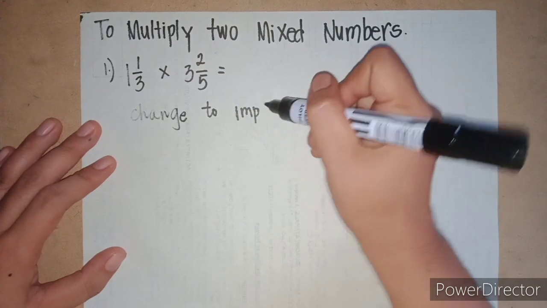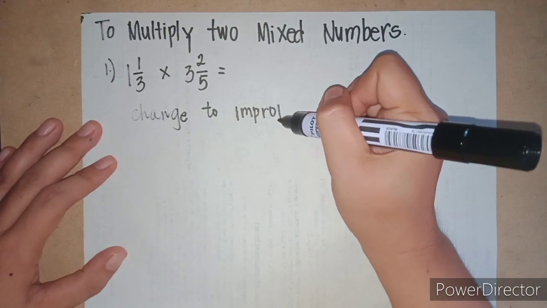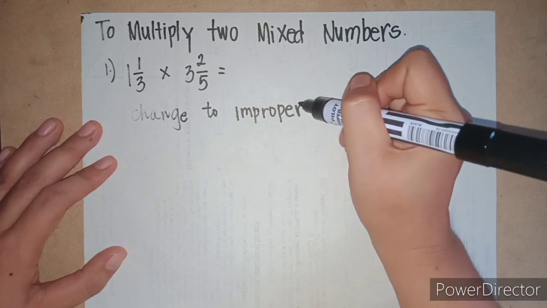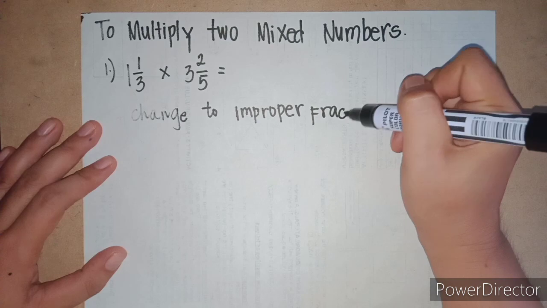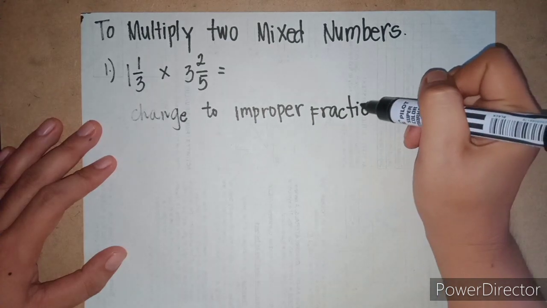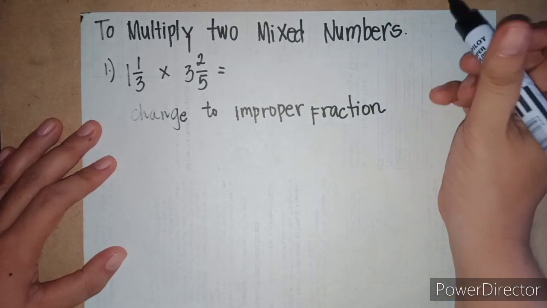So this is how to multiply two mixed numbers. Okay, we have example number 1: 1 and 1/3 times 3 and 2/5. The first step is to change the mixed numbers to improper fractions.